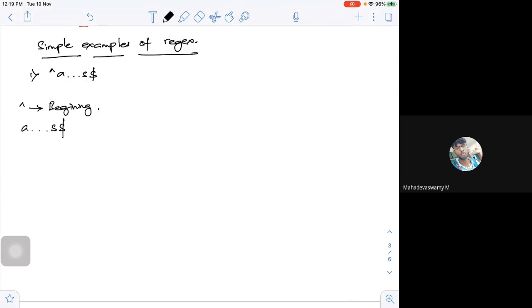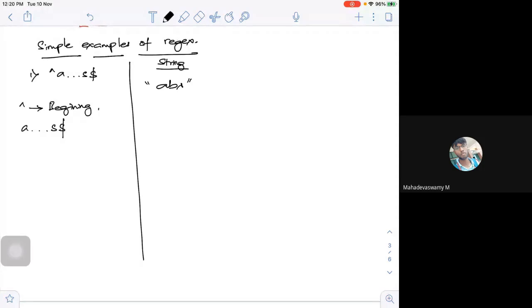Now let's write some examples. Let me take a string, and we'll see whether that is matching or not. Let me take one string, ABS. Usually the string is denoted by this. There is no dot, it's only ABS.